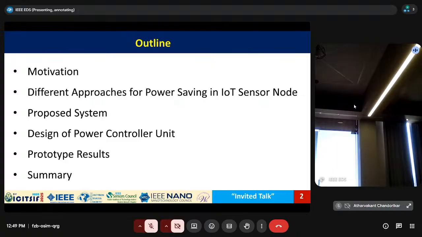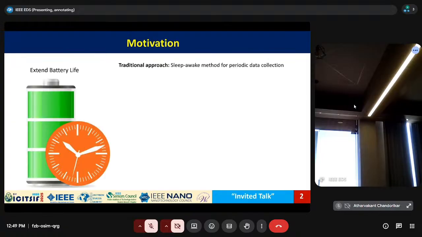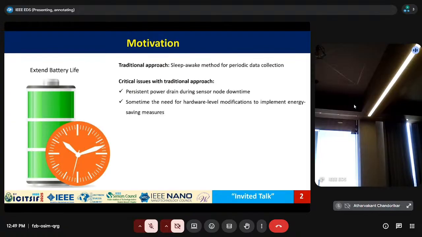I have developed a device. So we'll go with the motivation, different approaches for power saving in the IoT sensor node, and then what my proposed system is, the design of the power controller unit, prototype results, and summary. So the motivation is only how to extend the battery life.